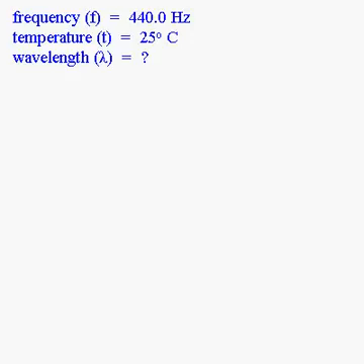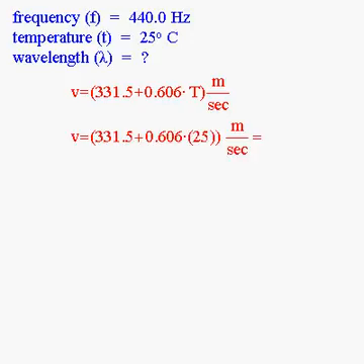Equation 11.2 tells us that the speed of sound in air, in meters per second, is 331.5 plus 0.606 times the temperature in Celsius. So we can plug in a temperature of 25 degrees, but let's make sure we understand how to deal with the significant figures here. I've got 331.5 plus 0.606 times 25. According to the rules of math, we have to do that multiplication first. When we do that multiplication, we find that 0.606 times 25 is 15.